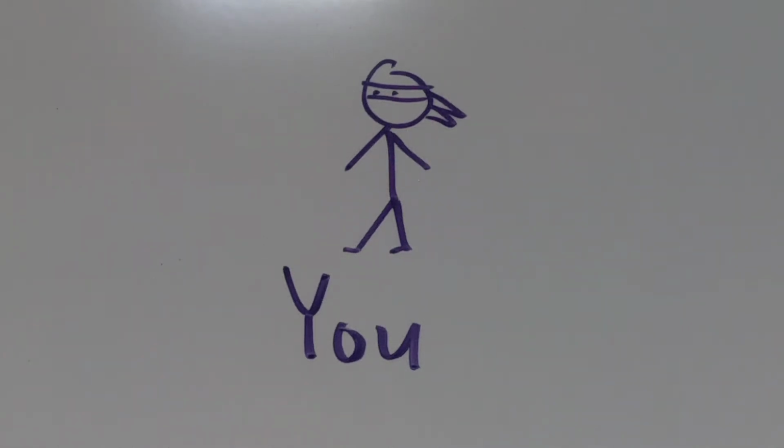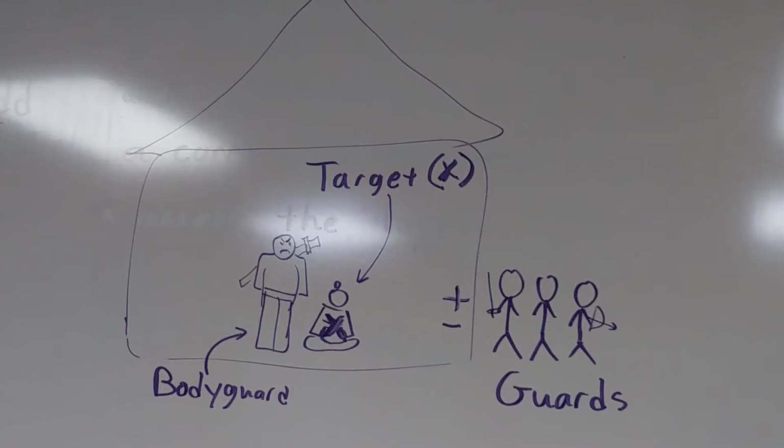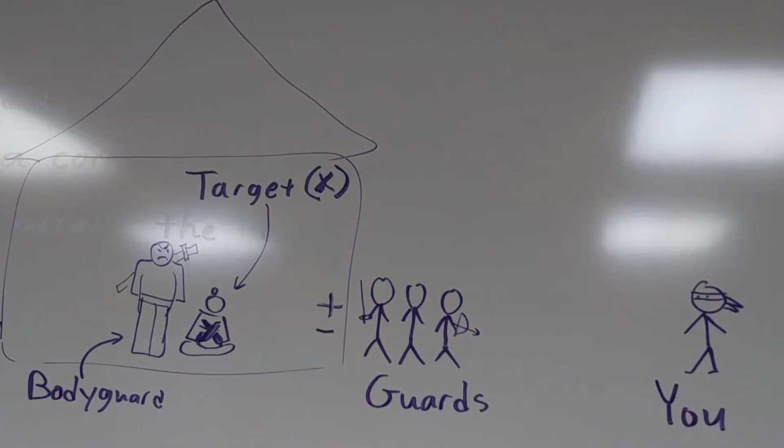Imagine that you are a ninja. You have been tasked with capturing a target that has dishonored your ninja clan. However, he has a very powerful bodyguard with him and guards outside his house. You have to first take out the guards and then get past the bodyguard in order to capture your target and take him back to your ninja clan.